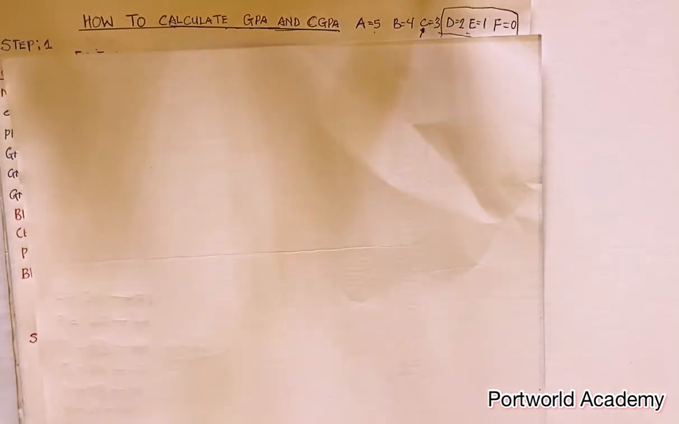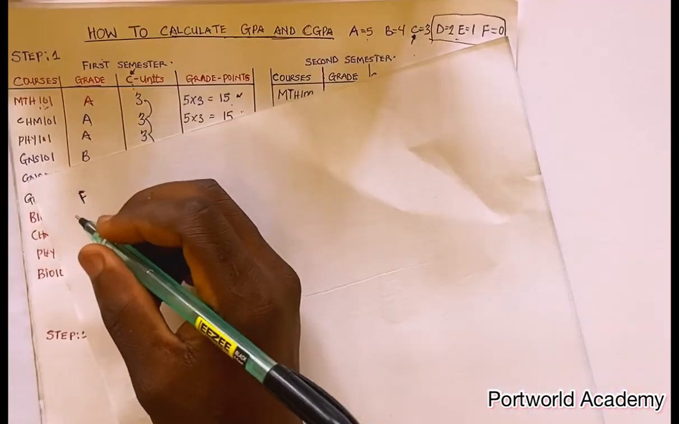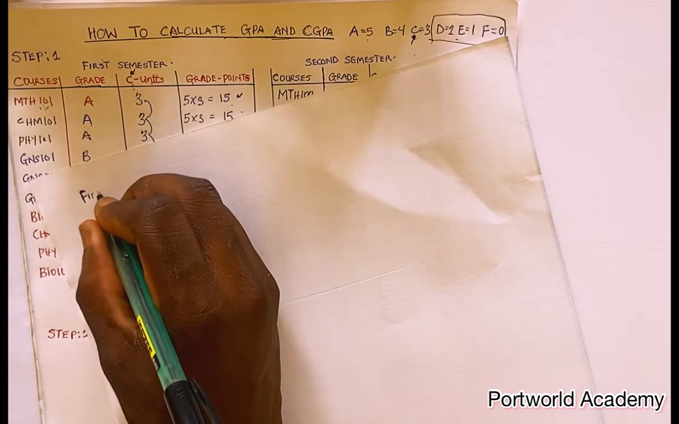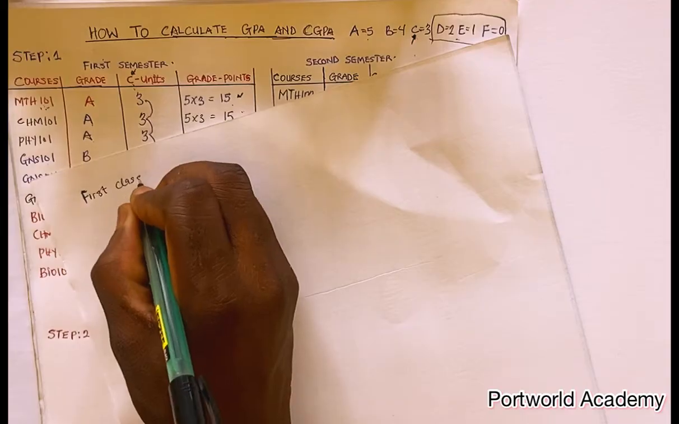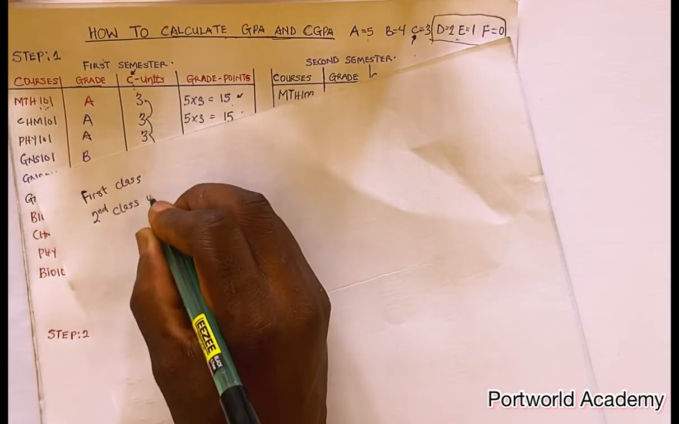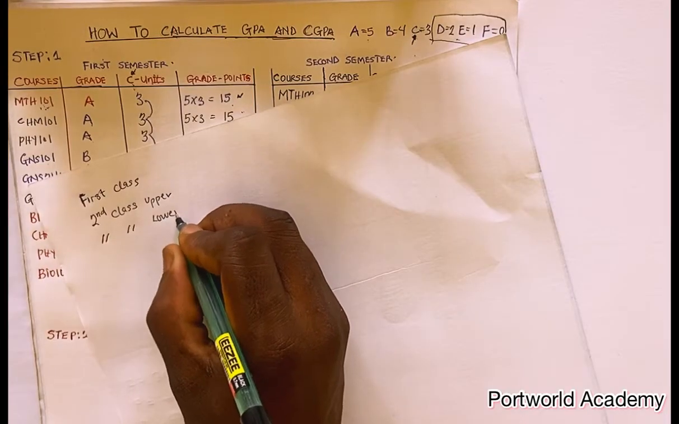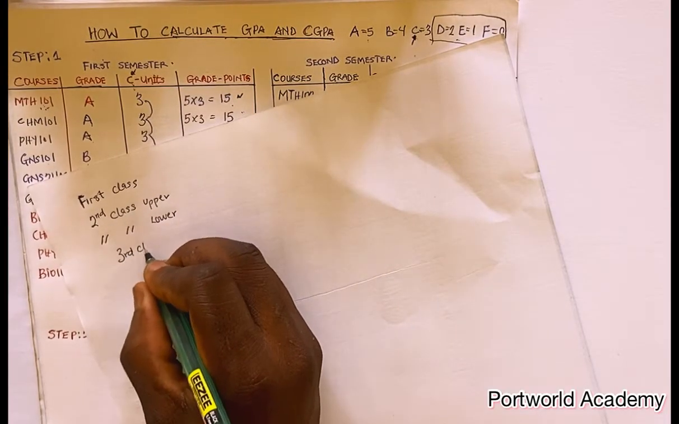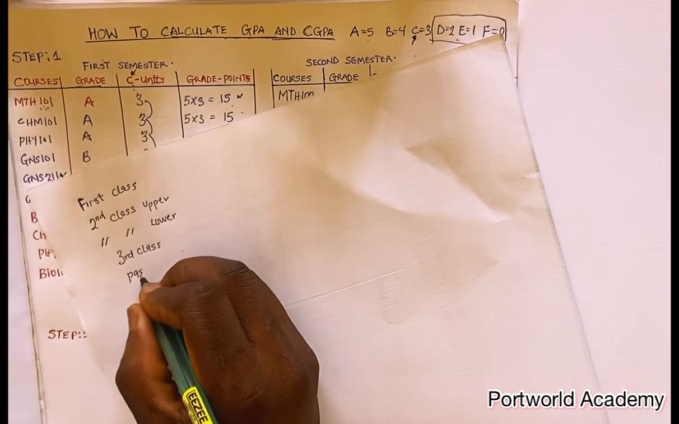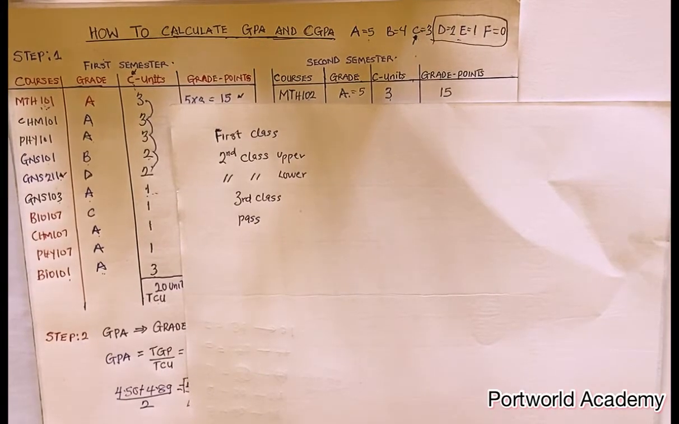Another thing I need to explain here is what we call the award. We have first class, second class upper, second class lower, third class, and also pass. Actually in my school we don't award pass. That's just innovation for you. We just start from first class to third class.